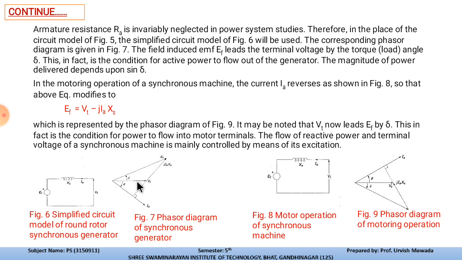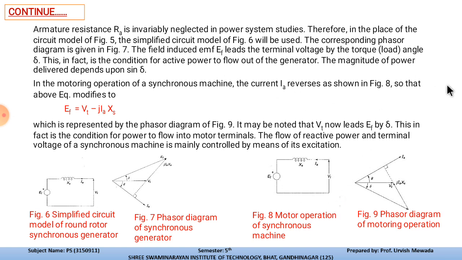Whenever we have such conditions, say EF leads VF with an angle delta, then active power flows out of the generator, and the magnitude of the power delivered depends upon the sign of delta. So in the motoring operation of the synchronous machine, the current IA reverses as shown in figure 8. Over here you can see that the IA reverses.